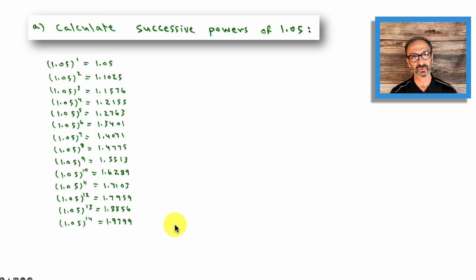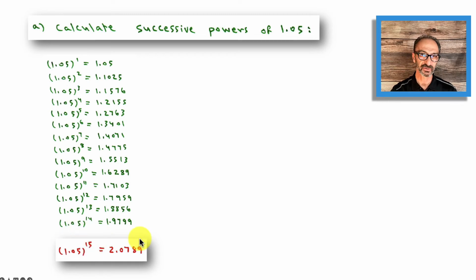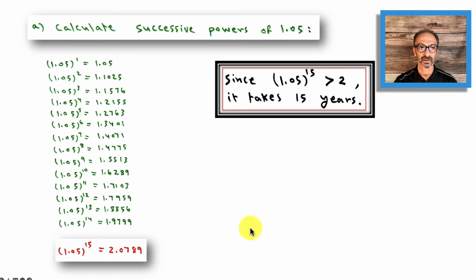It's almost 2, but it's not 2. So 15 years will make sure that you will have 2. The question was asking for the least number of years to double your investment value. So the answer will be 15 years, not 14. Since 1.05 to the power 15 is greater than 2, it will take 15 years to double your money.